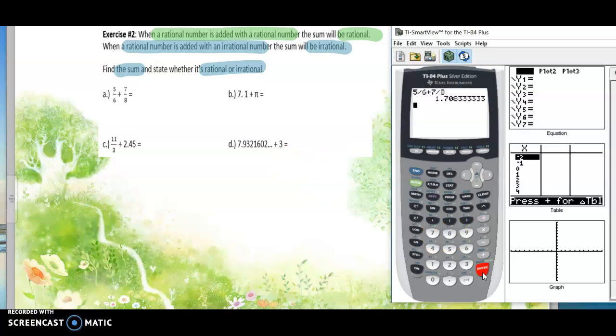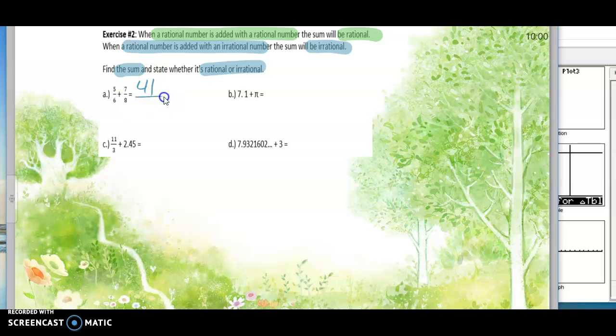Go ahead, press enter, and you're going to get a decimal. Now that decimal is a repeating decimal, the 3 repeats. Remember how to change this to a fraction now. Press the math button, and then the first option is to change that answer to a fraction. So it will do that and be 41 over 24, and therefore is a rational number. Because a fraction plus a fraction makes a fraction, and a fraction is a rational number. Okay?